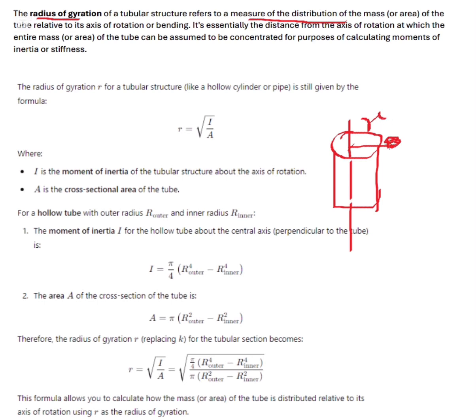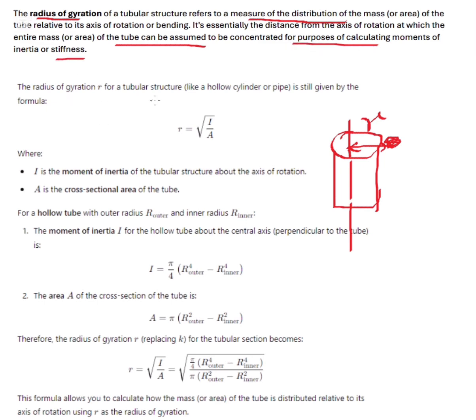That's an imaginary point. We can assume that at this distance the entire mass is concentrated, so that it offers the moment of inertia and stiffness. We can calculate it. It is essentially the distance from the axis of rotation at which the entire mass could be assumed to be concentrated for the purpose of calculating moment of inertia and stiffness.